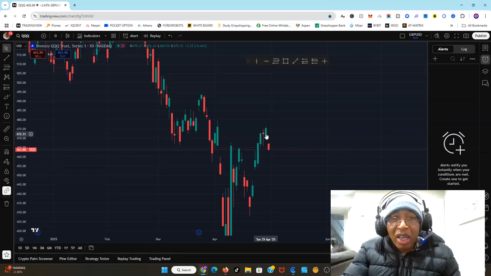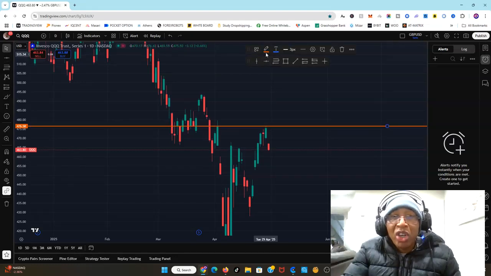This was yesterday's candle. So you're going to mark the previous high and the previous low. You can mark that just for the sake of it, so you know exactly what was going on yesterday. You can see that there. And we change that to green.